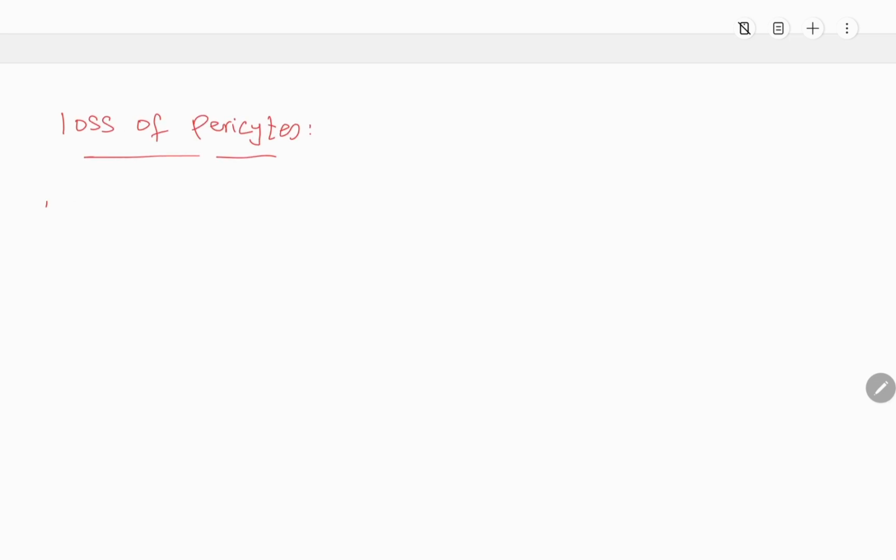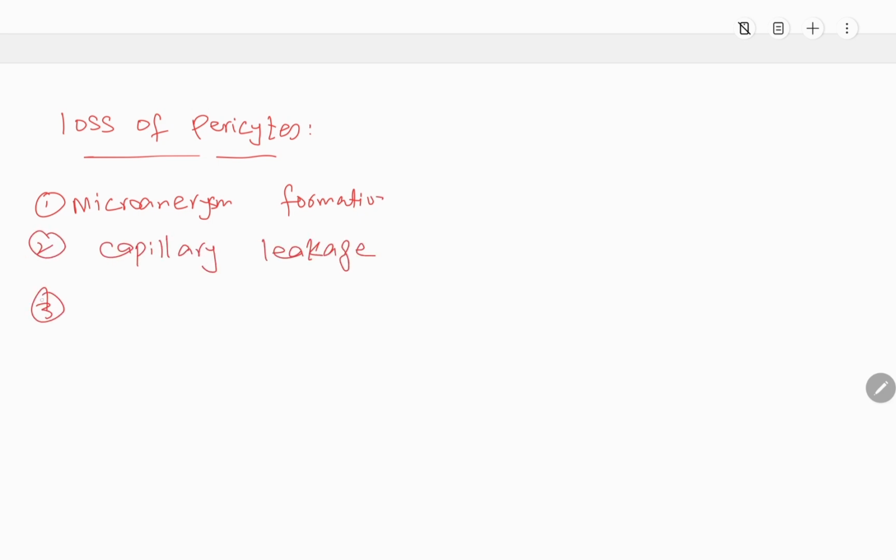So what will it cause? First thing is it will cause microaneurysm formation, and it will cause capillary leakage. And the third thing is it will cause bleeding.